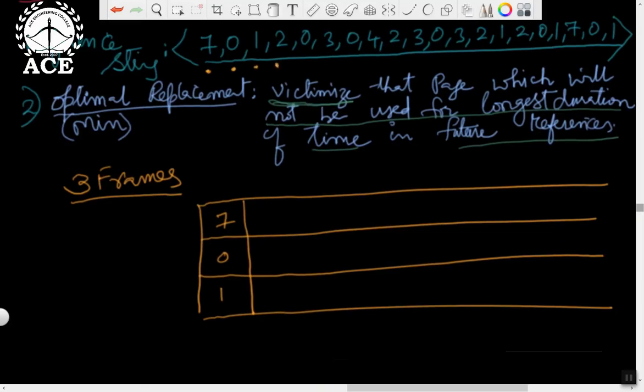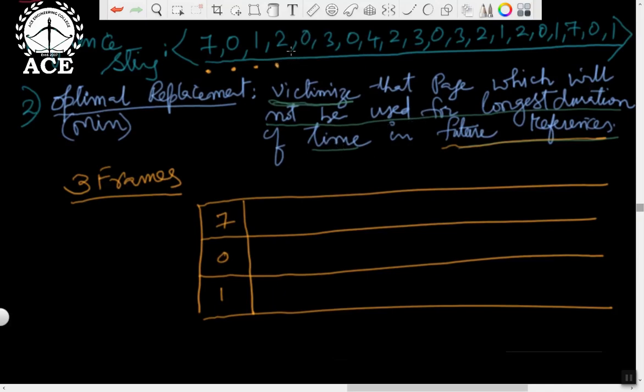2 is going to cause a fault. 2 is not present. So among 7, 0, 1 which are in memory, who should be selected as a victim to bring the faulted page 2? For that we say, look into future references, and see which is occurring at the longest duration of time in the future.